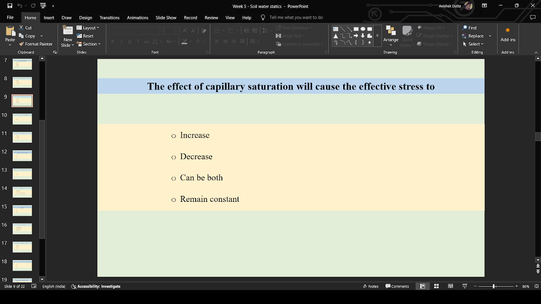I repeat the question. The effect of capillary saturation will cause the effective stress to, options are increase, decrease, can be both, or remain constant. Okay. Next question.